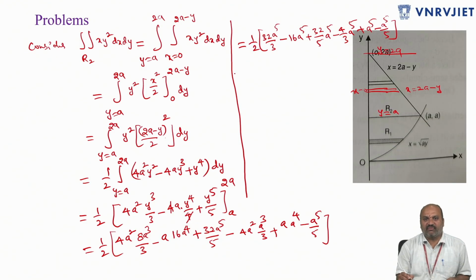So therefore this is equal to, a power 5 is common in every term. Let's take it common. A power 5 divided by 2. And let's take the LCM. It is 5, 3. Let's take 15 as the LCM. 3 5s are, so 32 5s are 160. Next minus 16 15s are 240.